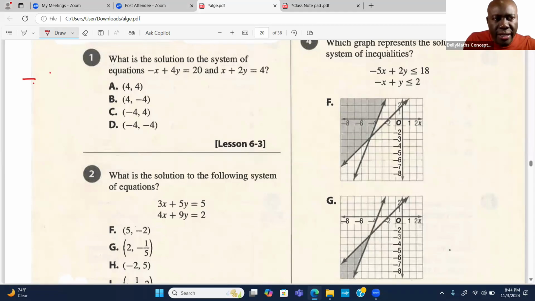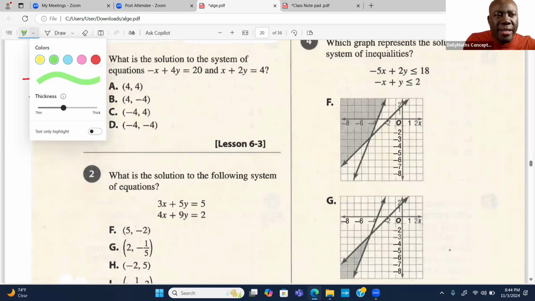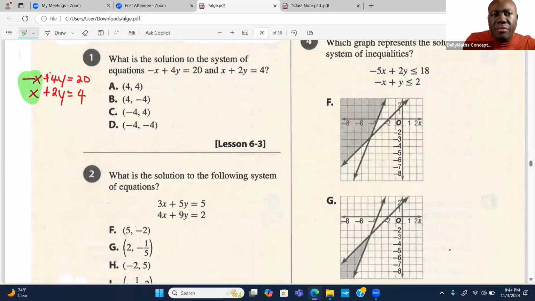So we have negative x plus 4y, and this is equal to 20. Also, we have x plus 2y, and this is equal to 4. All right, what we could do here is to eliminate the x. Because I'm seeing the same value, negative 1 and 1, we could eliminate the x easily by adding the two equations.